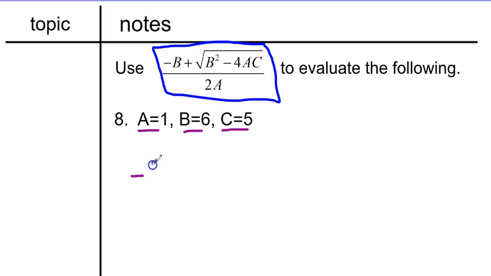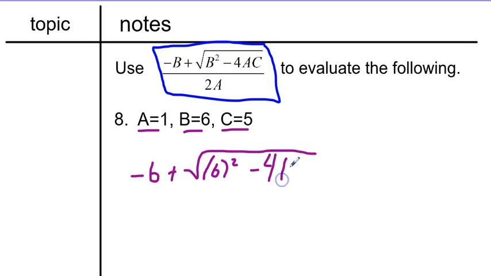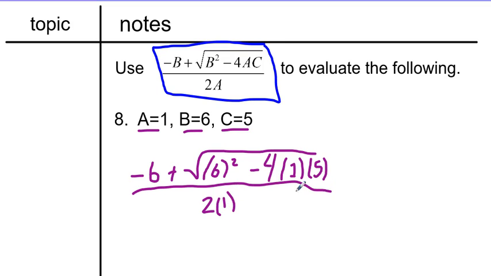Negative b, so negative 6 plus the square root of b squared, 6 squared. Now please put all numbers in parentheses as you substitute them in here. Minus 4 times a, which is 1, times c, which is 5, and then all over, I apologize for my crooked squiggly line, 2 times a, which is 1.